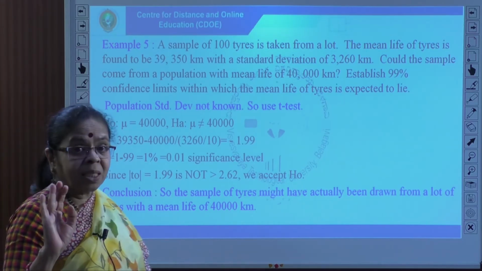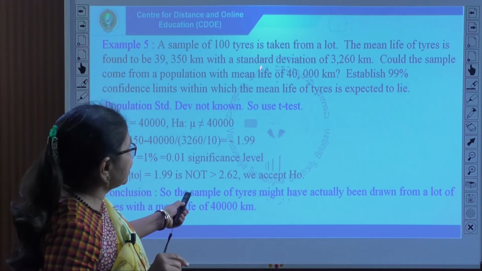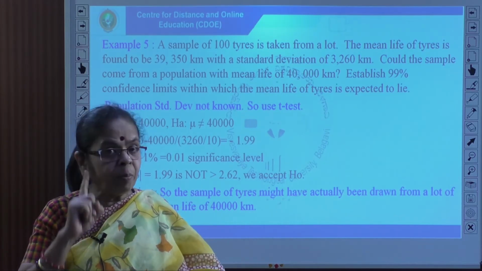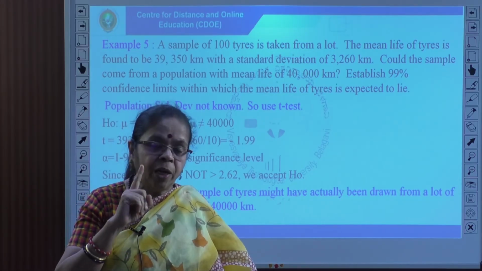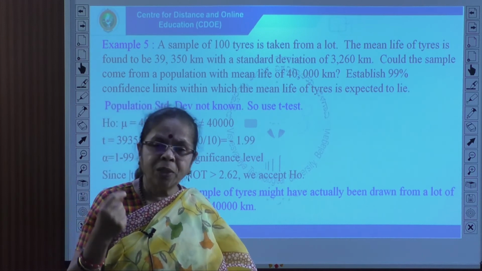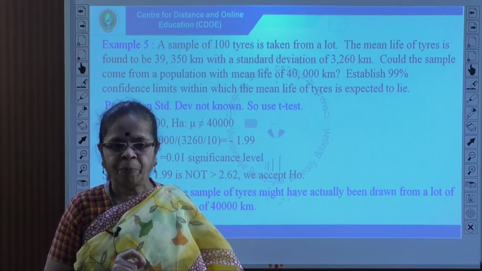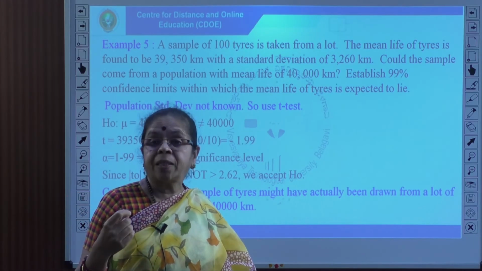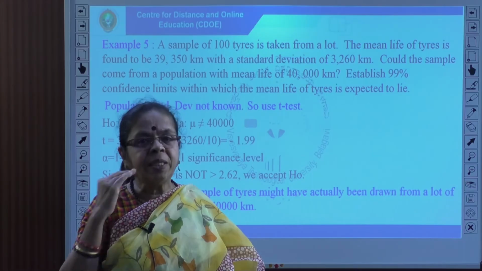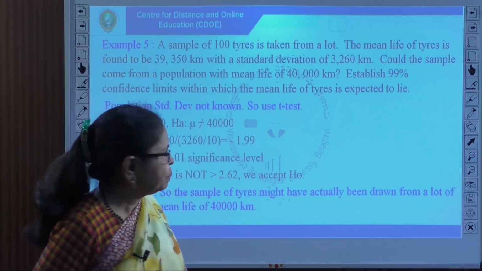Now, I do not know the standard deviation of the entire population, but I know the standard deviation of the sample. So, I will use the t-test. Remember always, when you know the standard deviation of the entire population, use the z-test. When you know the standard deviation of the sample, use the t-test. So, confidence level is 99% means significance level is 1%, because I am 99% confident it is true, which means I take a 1% risk of it being false. So, 1% significance level.